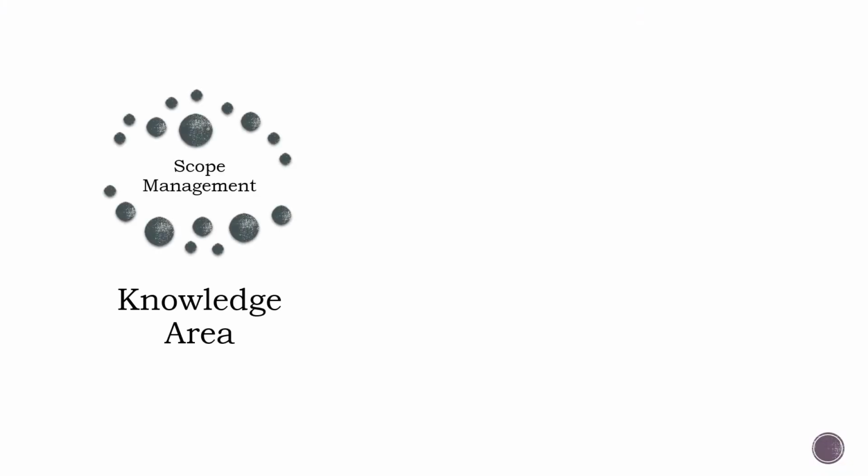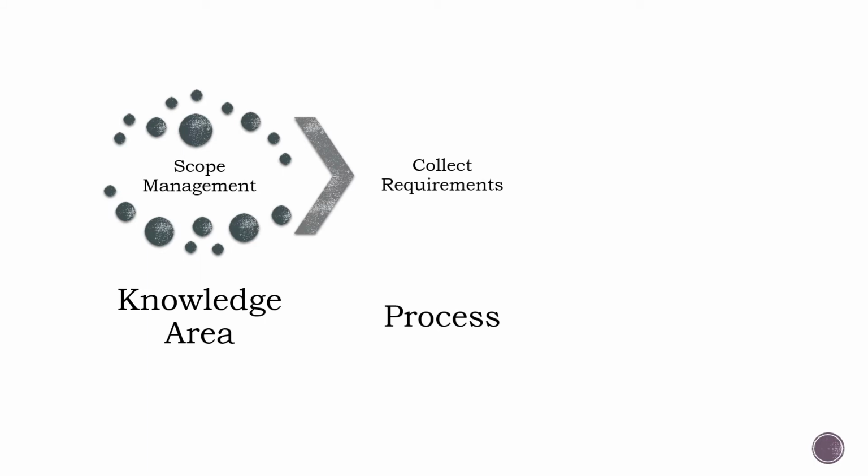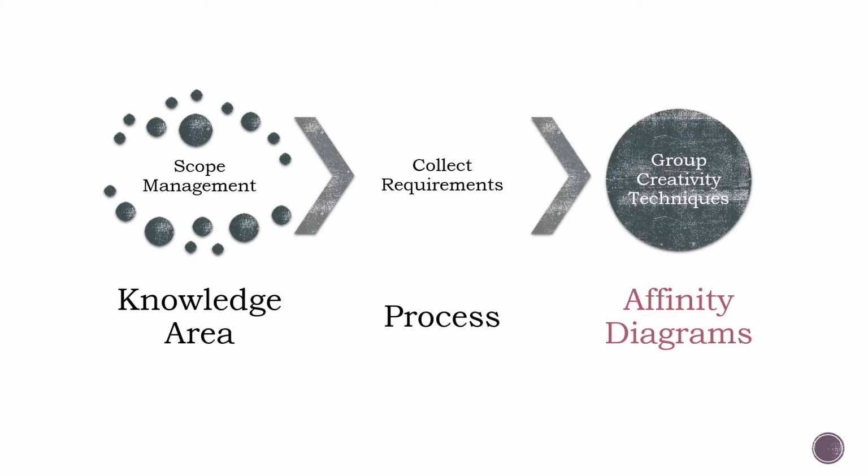All right, so first up, the knowledge area that we are discussing here is scope management. This is where group creativity techniques fall, but where exactly in the scope management knowledge area? One of the processes of this knowledge area is known as collect requirements. Collect requirements is the process, and in the tools and techniques of collect requirements is where group creativity techniques come up, and one of the group creativity techniques is affinity diagram. So I hope you can see the entire picture.